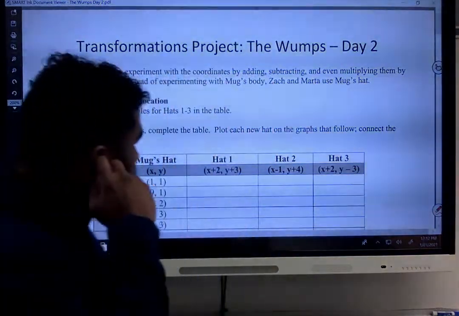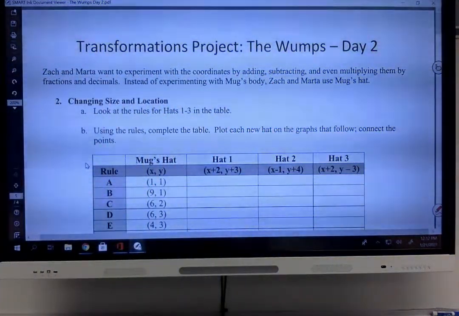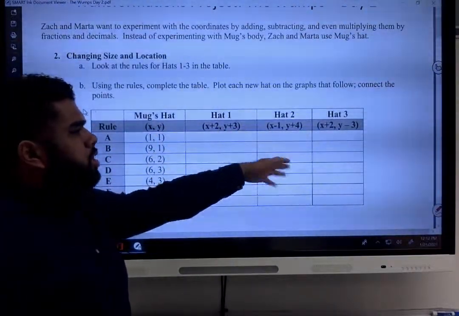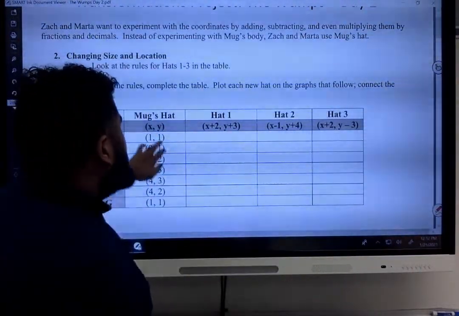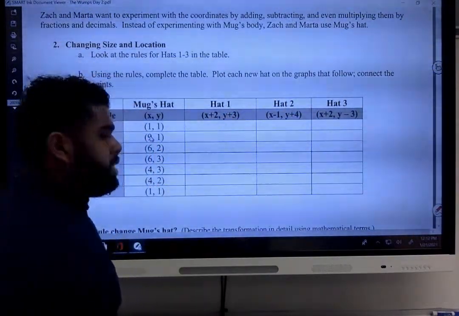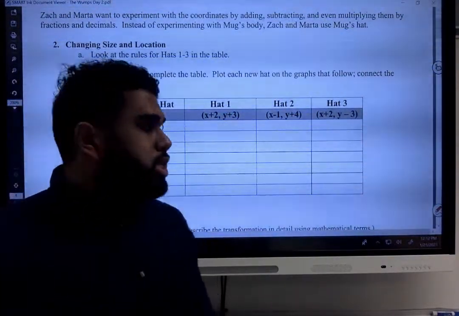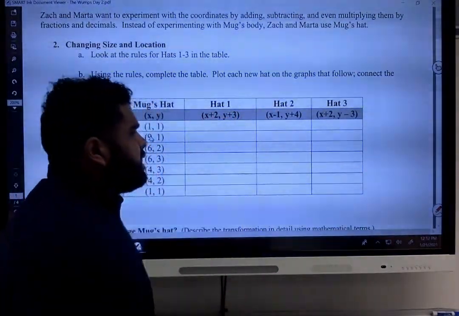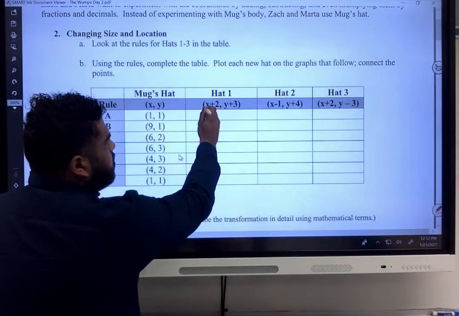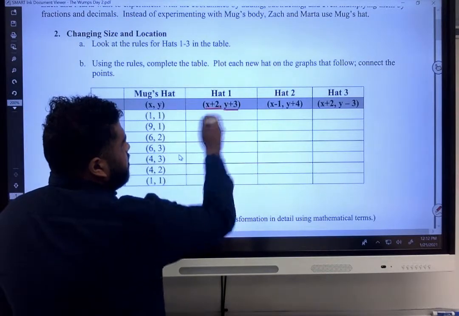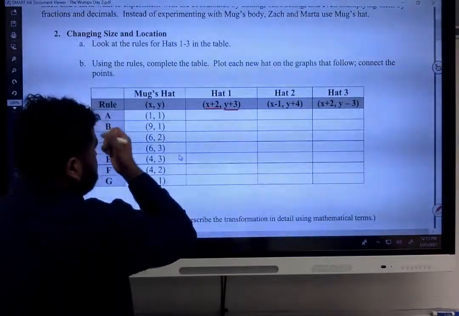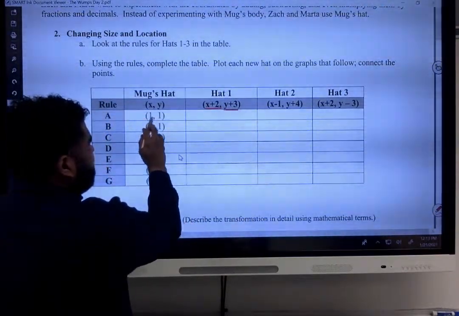Okay, so for day 2, you're just doing the exact same thing, but instead of Zug, Lug, or whatever their names were, you're doing hat 1, hat 2, and hat 3. Okay, so day 1 they were doing dilations, so right here is going to be translations. All right, and translations are easy. Whatever the x value is, you add 2. Whatever the y value is, you add 3. Okay, and over here it's different. All right, but let's do the first one. So A starts out as 1, 1.